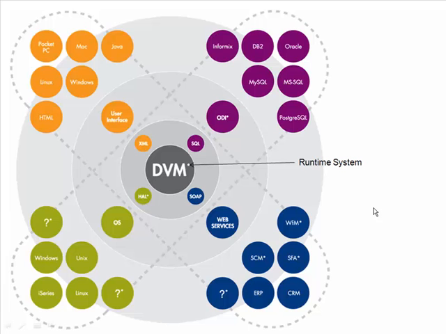As you can see in this picture, the DVM is the hub through which your program runs and connects out to communicate with all parts needed to execute your program.